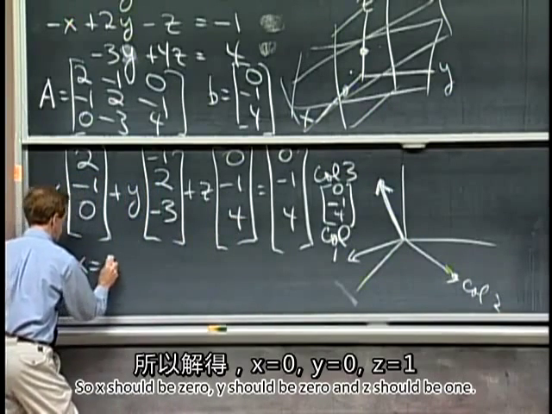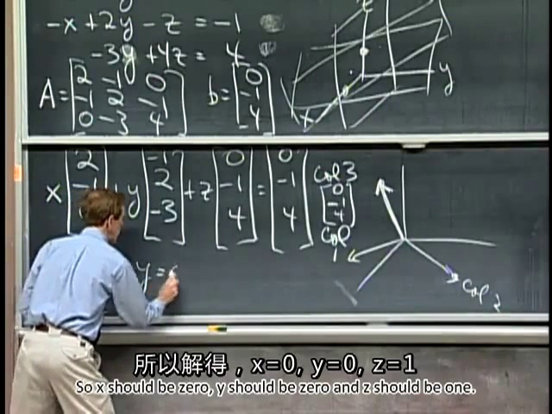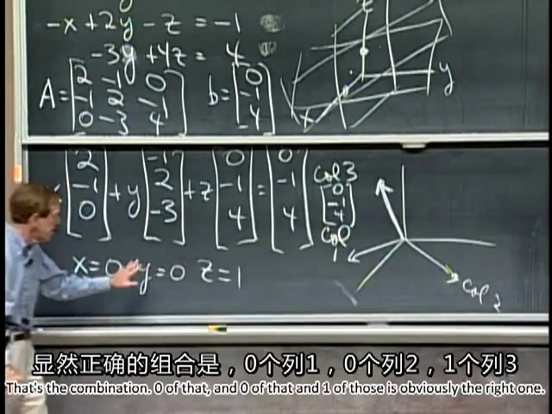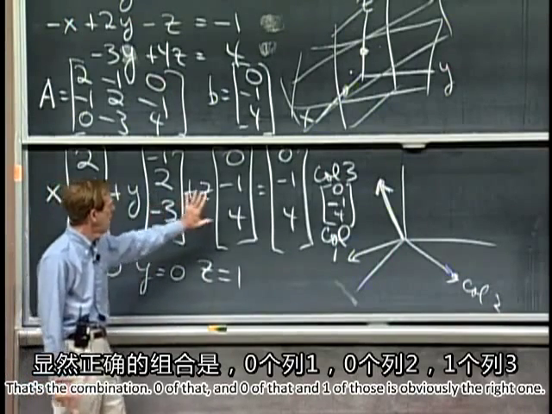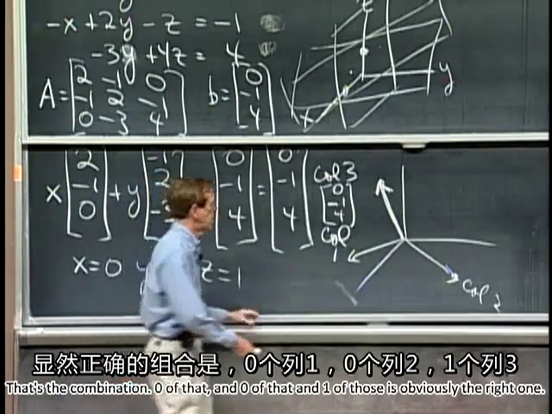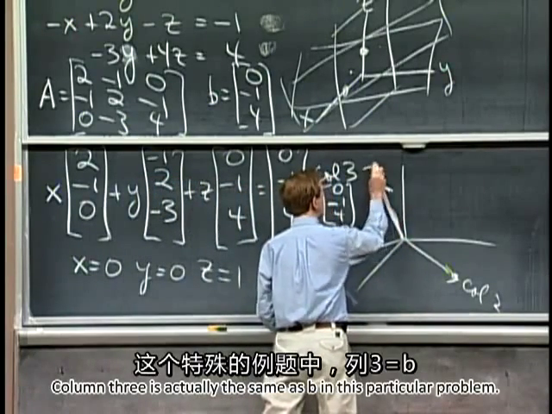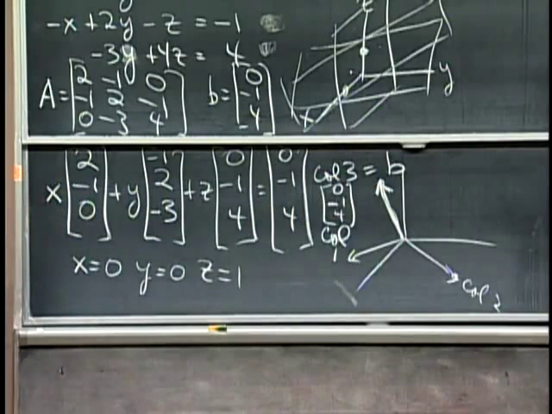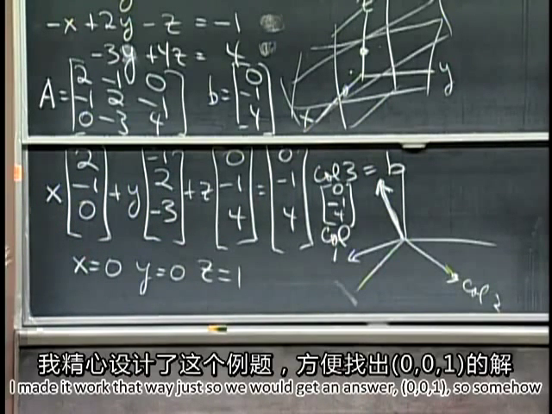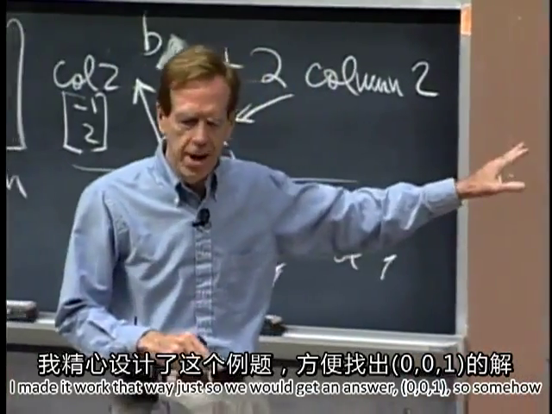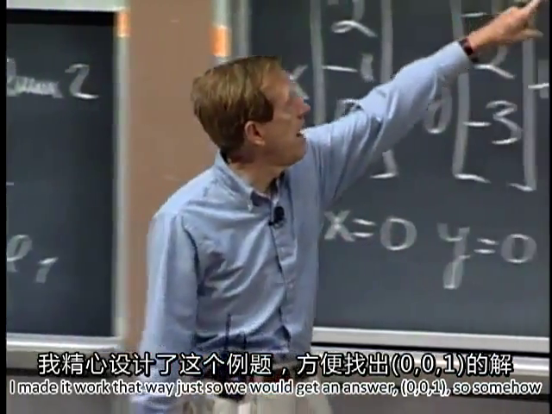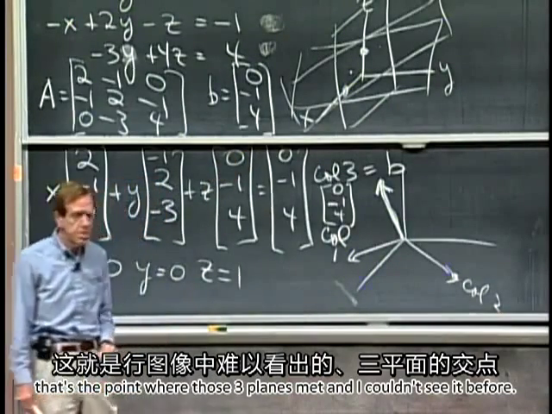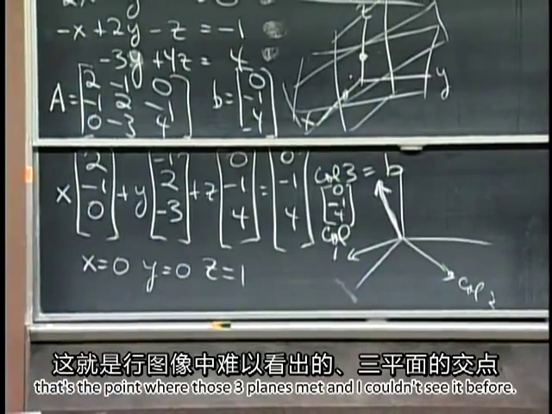So x should be 0, y should be 0, and z should be 1. That's the combination. None of that, one of those is obviously the right one. So this column 3 is actually the same as b in this particular problem. I made it work that way just so we would get an answer, 0, 0, 1. So somehow that's the point where those 3 planes met, and I couldn't see it before.